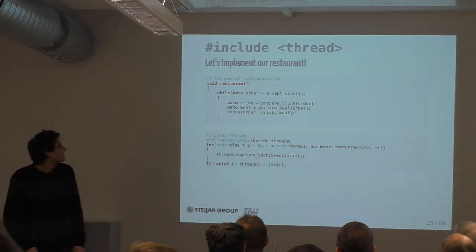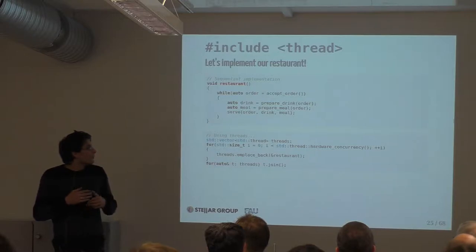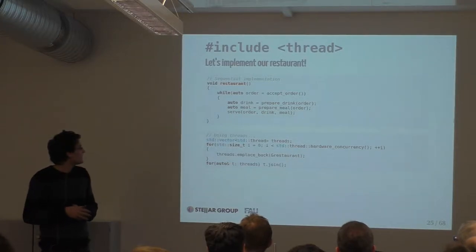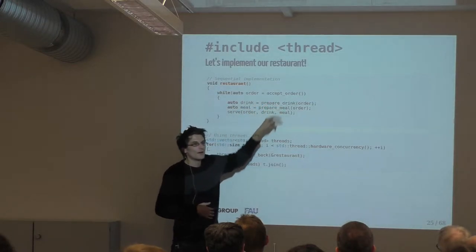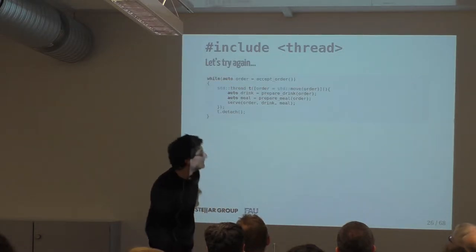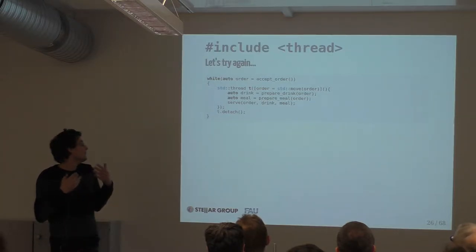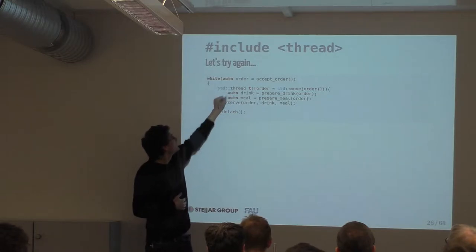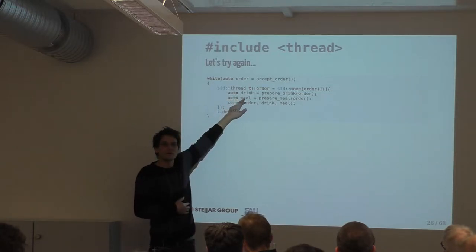So when doing multi-threaded programming, what's most important, I guess, is the scalability. And the thing that limits the scalability here is obviously the accept order, where you have to have some kind of synchronization, et cetera. So the other idea would be, since we want to avoid synchronization and sharing data as much as possible, we just have a single thread that accepts the order, and then whenever an order comes in, we just spawn another thread.